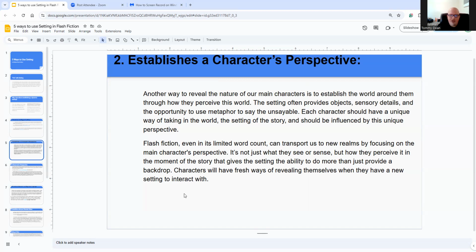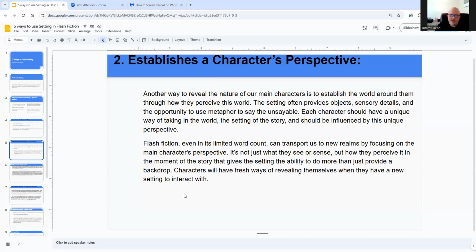Each character should have a unique way of taking in the world, the setting of the story, and should be influenced by this unique perspective. It's why we come to care about them in such a very short amount of space in the word count or in time that it takes to read. We are not going to be with them for 300 to 400 pages, probably just 1 to 3 pages. So, what can the writer do to make us feel like we know who these characters are?